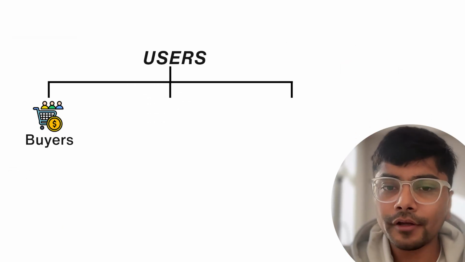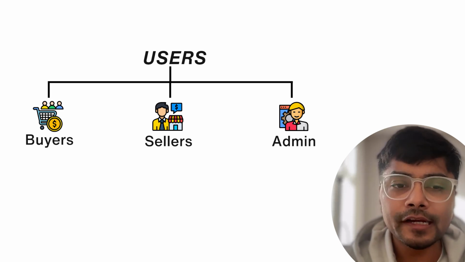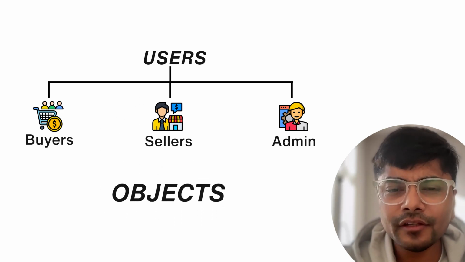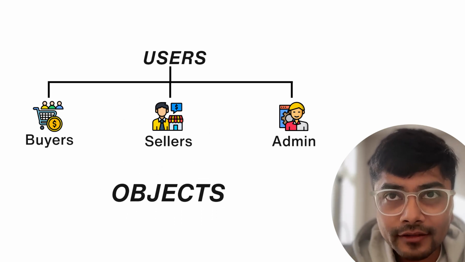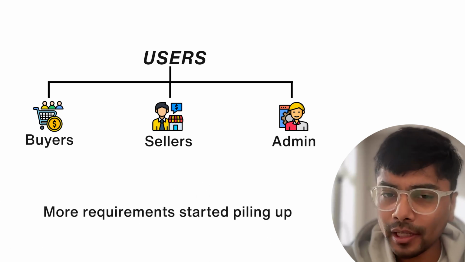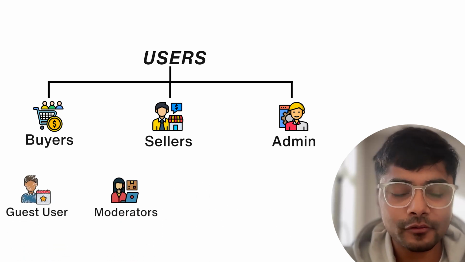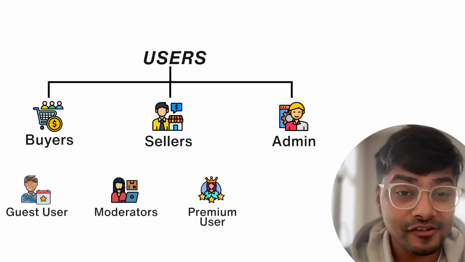Let me share a quick story that might sound familiar to you. A few months ago, I was working on a project for a global e-commerce platform. We started with three types of users: buyers, sellers, and admins. Creating objects for these types manually was simple and straightforward, but then more requirements started piling up: guest users, moderators, premium members, and even regional managers.